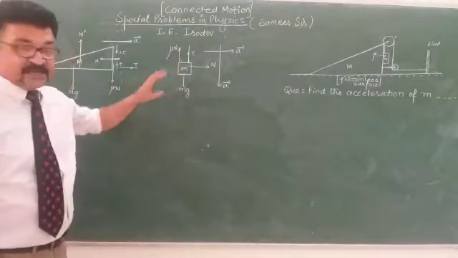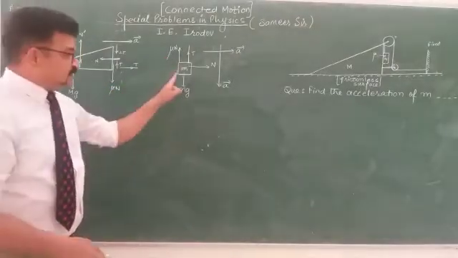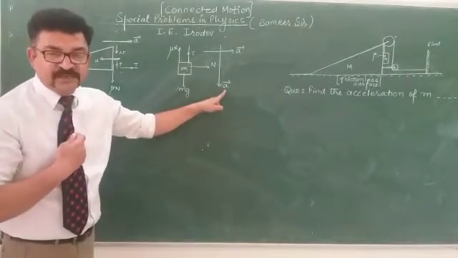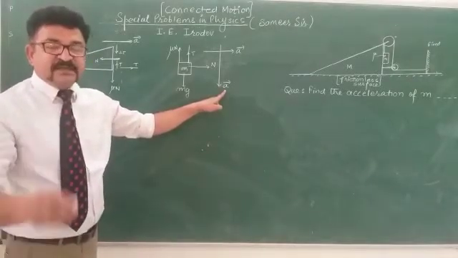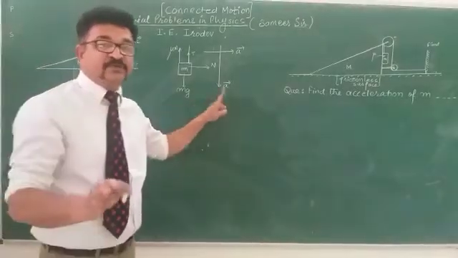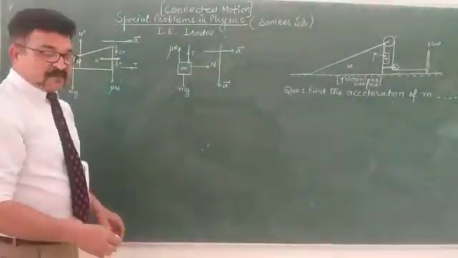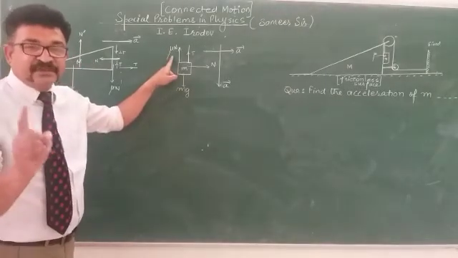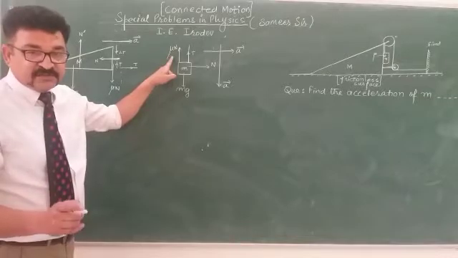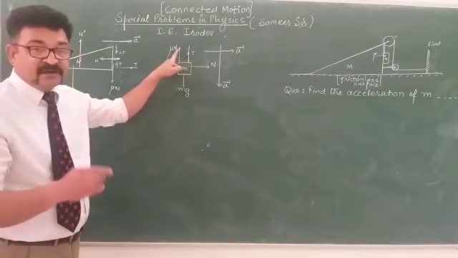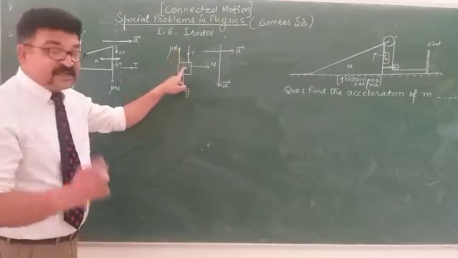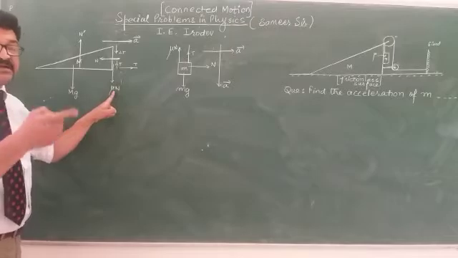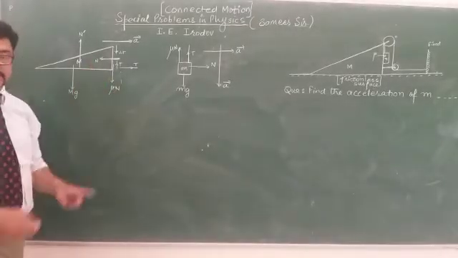If you look at the free body diagram, suppose this mg tries to move downward with acceleration a. Of course we don't know whether it will move or not. But let us assume that it starts moving downward with the acceleration a. As it tries to slide down, definitely the friction acts. Friction which acts upward. It also acts downward on the wedge.